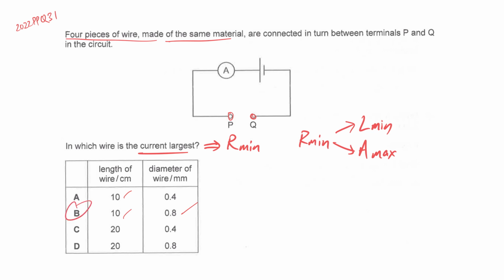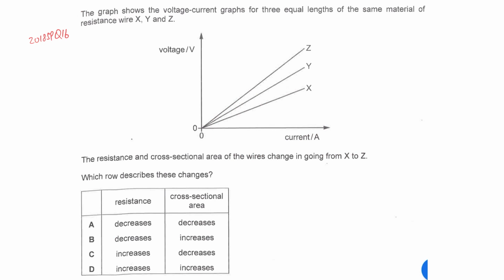Very straightforward. In this question, you are given the VI graph of 3 wires of equal length and the same material, X, Y, and Z. The resistance and cross-sectional area are changing going from X to Z, in that order. So which row describes these changes? Now, as you can recall from the previous chapter, current of electricity, all three wires X, Y, and Z are ohmic conductors because the current passing through the conductor is directly proportional to the voltage. That's why it's a straight line and it passes through the origin.